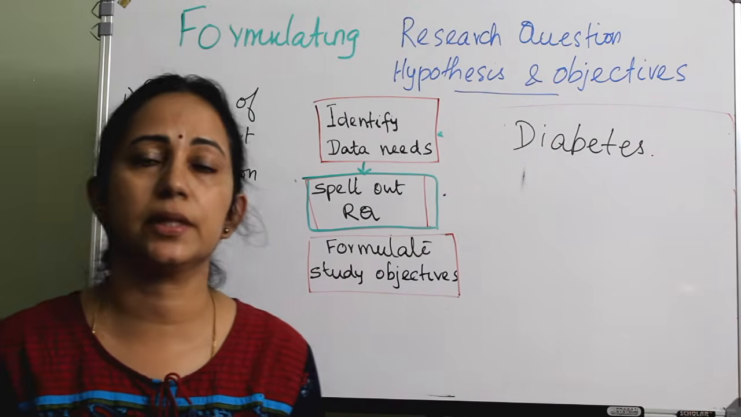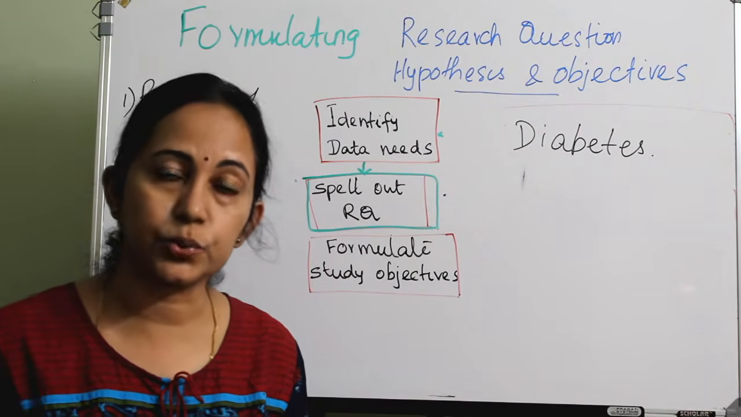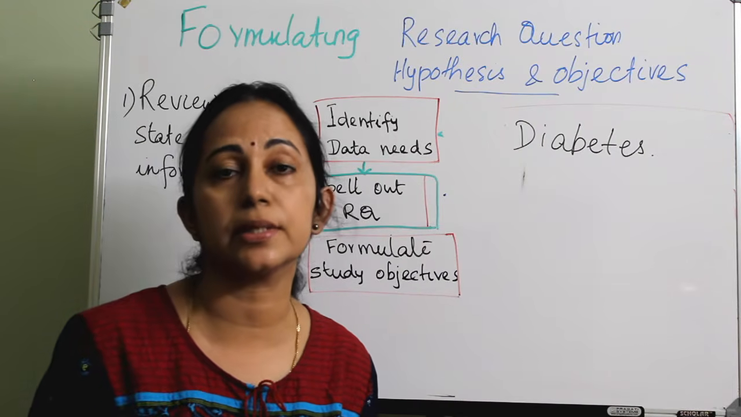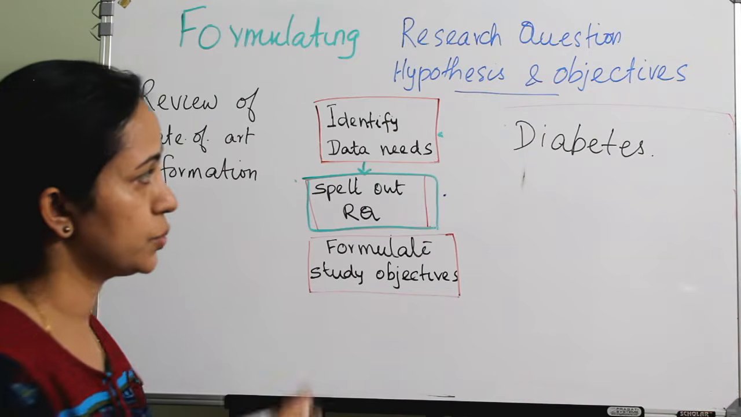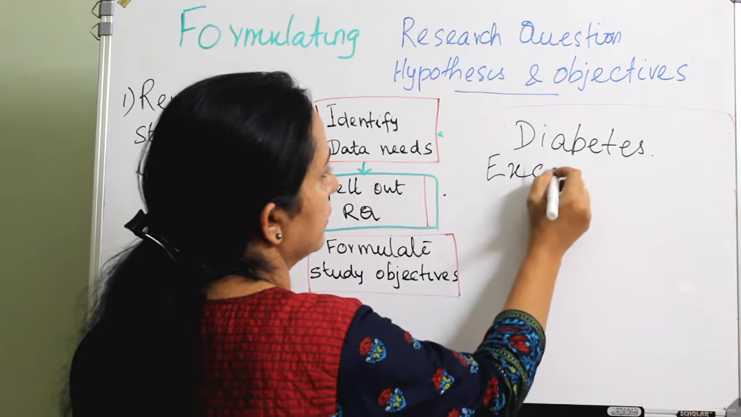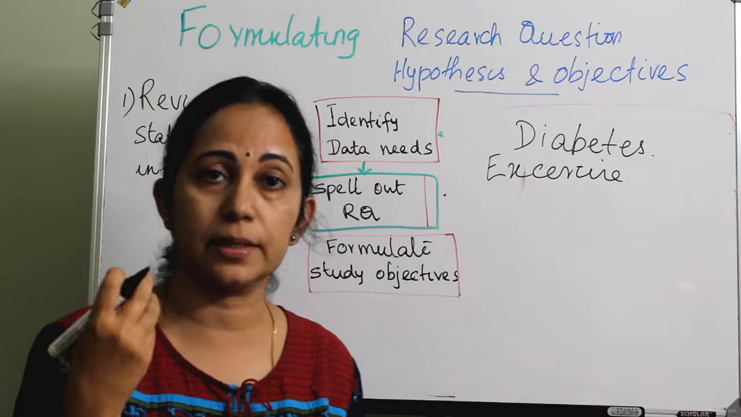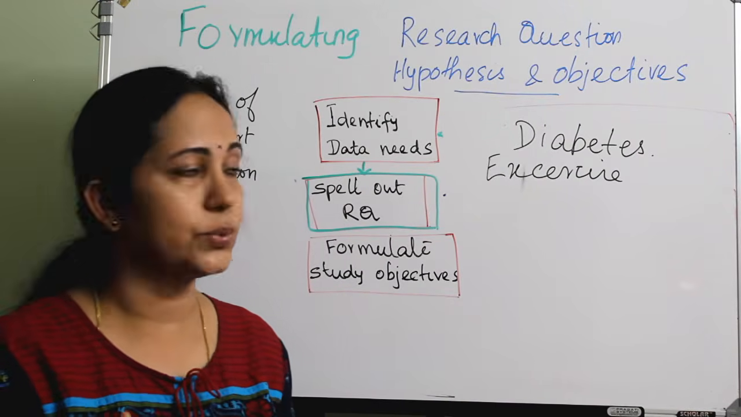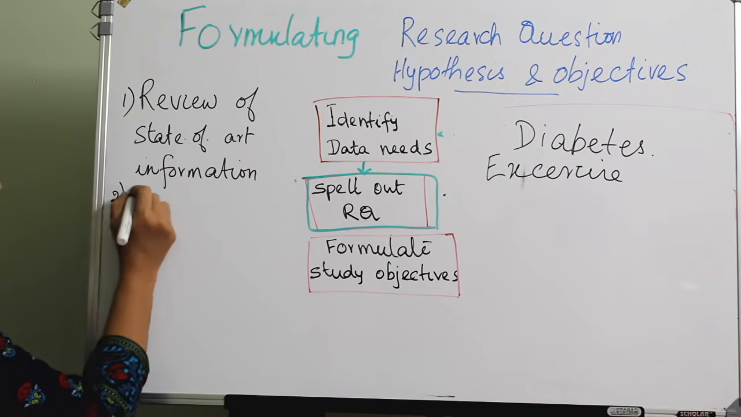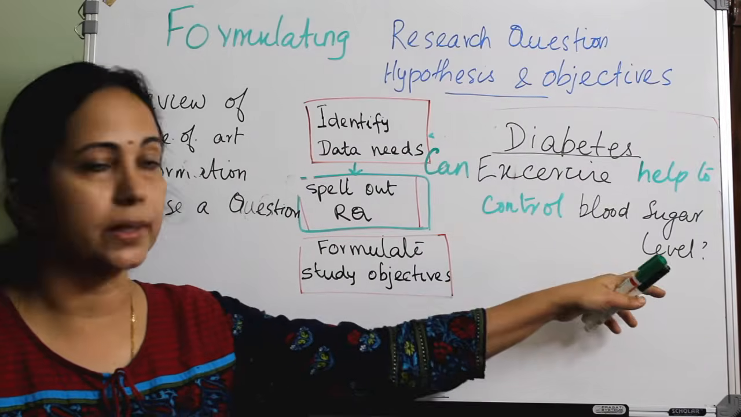I reviewed a lot of information and I found that exercise reduces the blood sugar and also the body fat, and exercise also gives some immunity or protection against diabetes-related complications. So I made a connection between diabetes and exercise. So I thought I will start research related to exercise and diabetes. So next is to raise a question. So I raised a question: can exercise help to control blood sugar level?